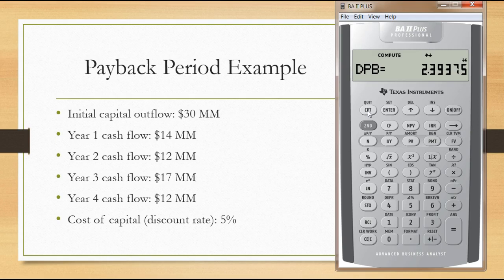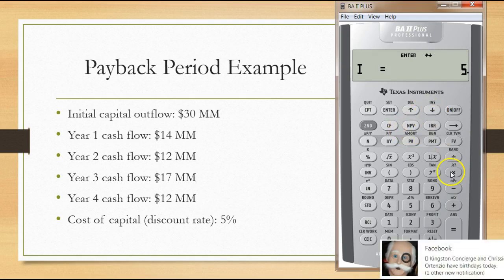So marginally higher. It takes approximately another month and a half or so to recoup on a discounted basis. But those are examples of how we can calculate both the payback period and the discounted payback period using the BAII Plus. So we're still using the NPV function here, just scrolling a little bit further in that NPV function.